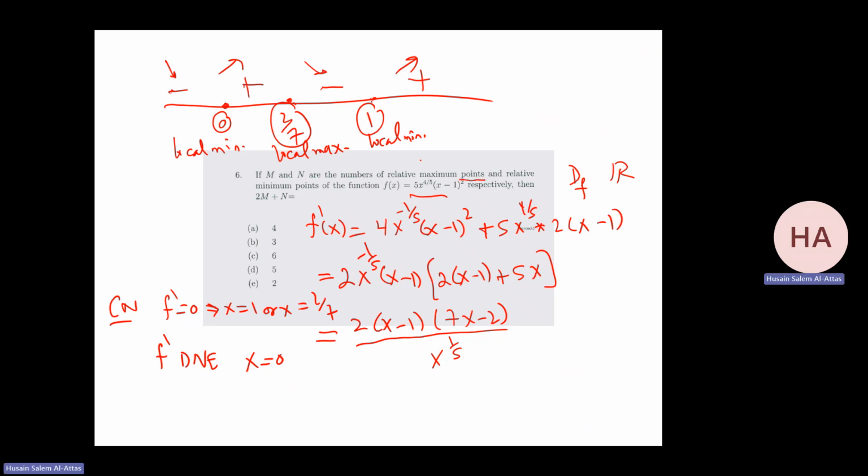Okay. So if you want to find the points too, yeah, we can find the points. This will be 0, 0. Here I have 2 over 7 and f at 2 over 7. Here I have 1 and 0. So you have different points. So the number of points, capital M, for the relative maximum. Maximum I have 1, but N, the relative minimum, I have 2. Yeah, I have two local minimum or relative minimum. So 2M plus N, that will be 2 plus 2, which is 4.